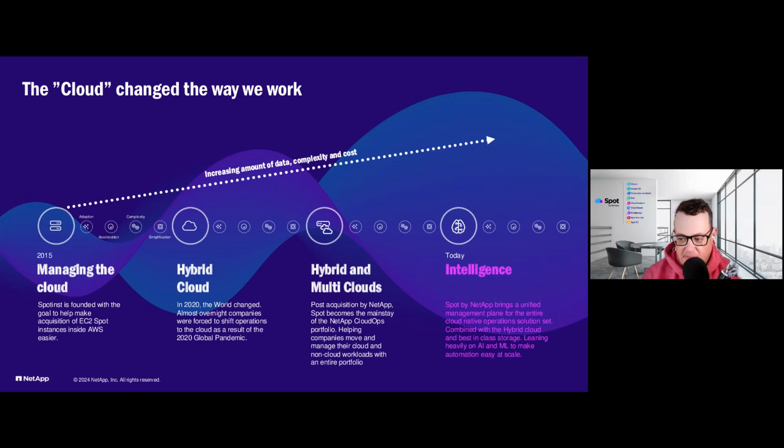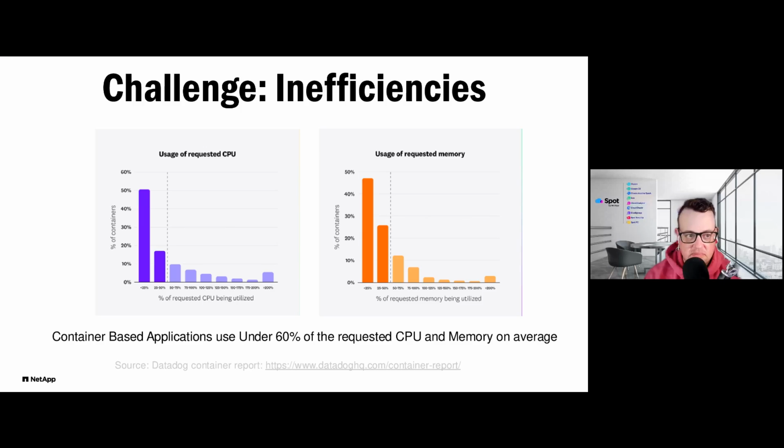And now we expand that to bring a unified management backplane for the entire cloud-native operations solutions, including your hybrid data centers, your best-in-class storage, and using AI and ML to make automation for your workloads easier at scale.